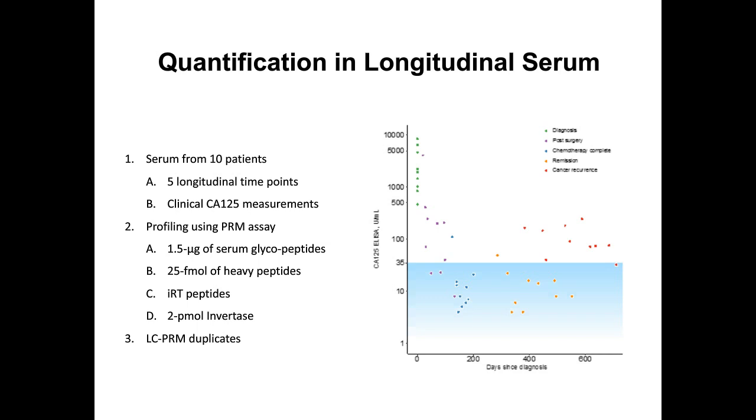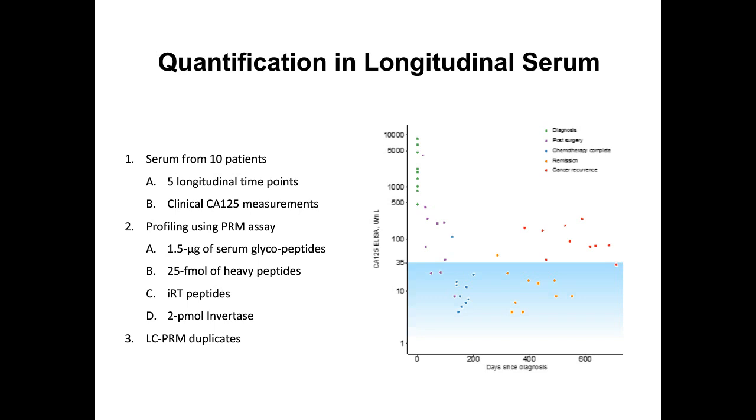We spiked approximately 25 femtomole of heavy peptide, spiked the RT peptides, spiked 2 picomole of full-length invertase, and ran these in PRM duplicates. While it's only 10 samples, if you add it up, that's 100 runs that had to be done. So significant mass spec time. Okay, and here are some quality control metrics.